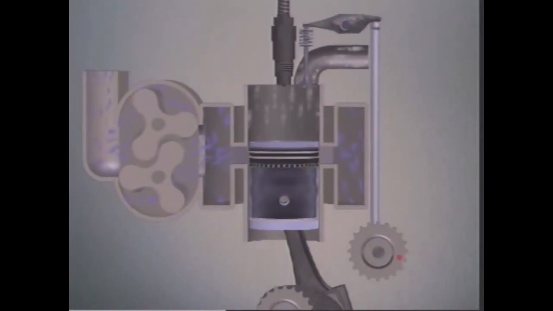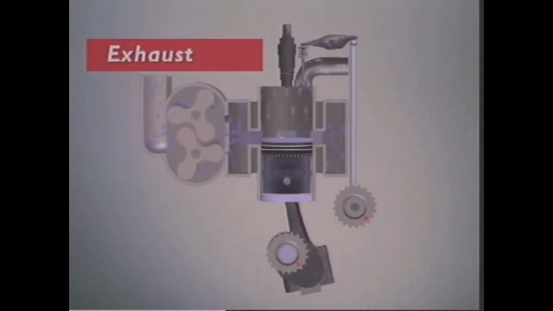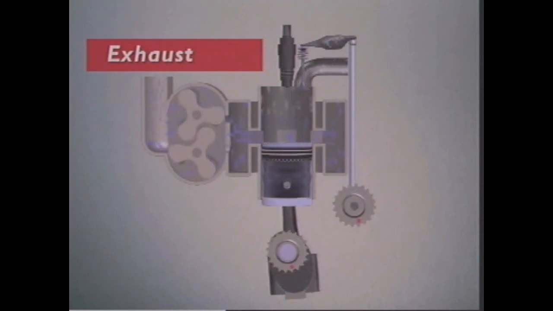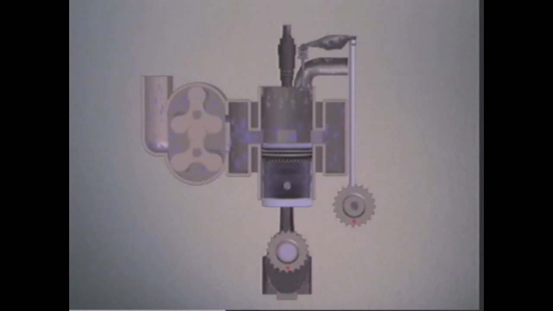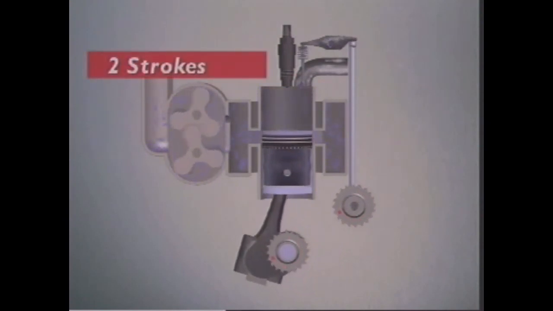Before the piston reaches bottom dead centre, the exhaust valve opens and burned gases escape. The inlet port is uncovered and it admits fresh air from the blower. The piston reaches bottom dead centre. The cycle is ready to repeat itself. All 5 events occur in just 2 strokes.